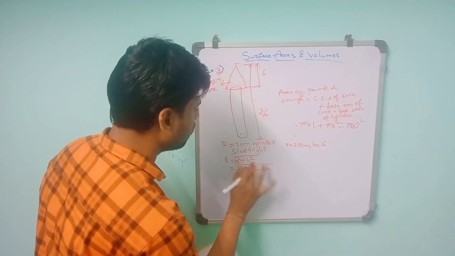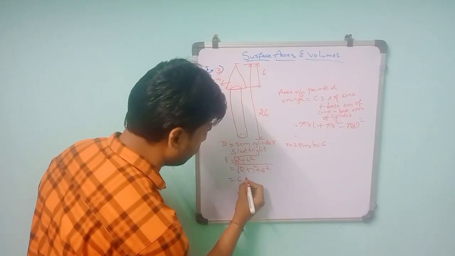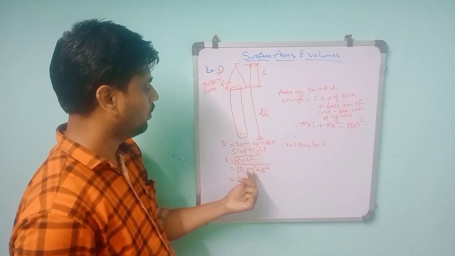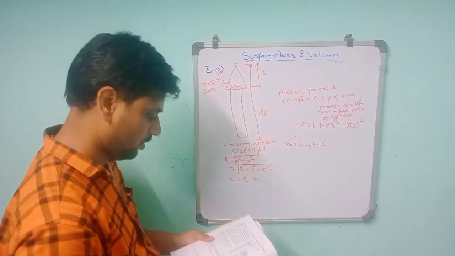So this will give you the total answer 6.5 centimeter. So when you do the 2.5 whole square, it is 6.25 plus 36. So it will be 36 plus 6.25. That will give you 6.5 centimeter. Then we got the L.